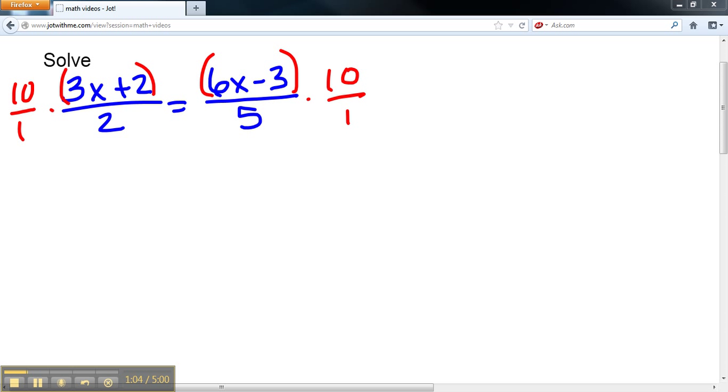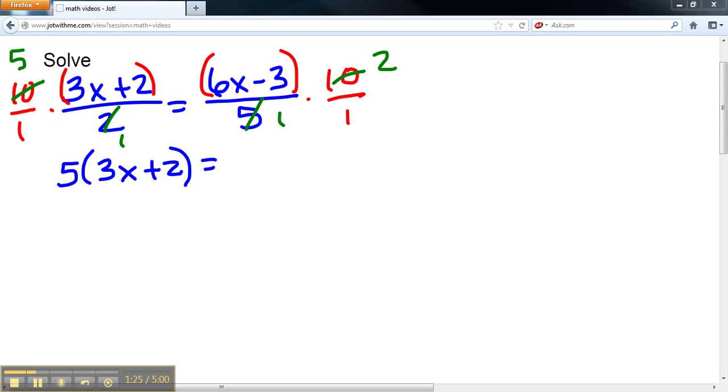Now, I'm going to go to green to reduce things. So 2 goes into 2 once, and it goes into 10 5 times. So I'm left here with 5 times that entire numerator, 3x plus 2. And that equals, and over here, 5 goes into 5 once and 10 twice. So I have 2 times 6x minus 3, that whole numerator.